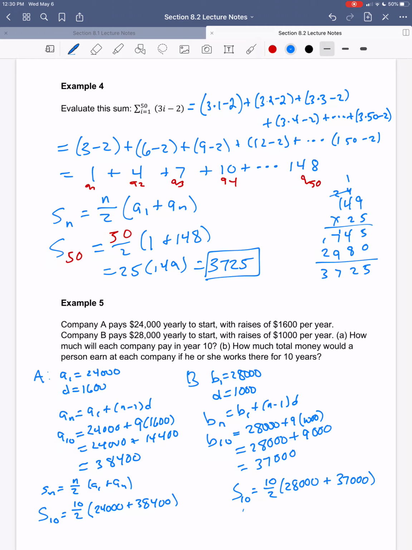It turns out that you're still going to make more total money at company B over the first 10 years than company A. Yes, you're better off in year 10 at company A, but overall, if you calculate these, use a calculator to come up with these results, you'll figure out that you're making more overall at company B. So that's an example of how these arithmetic sequences could help solve some real-world problems.